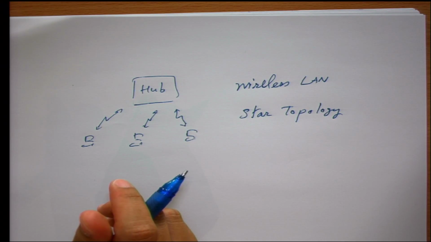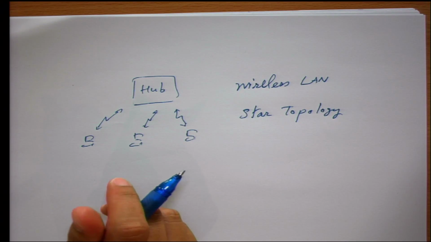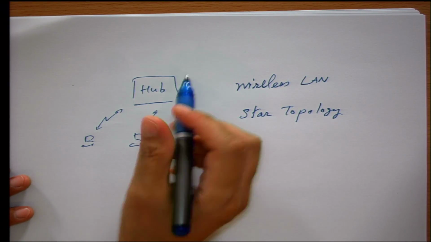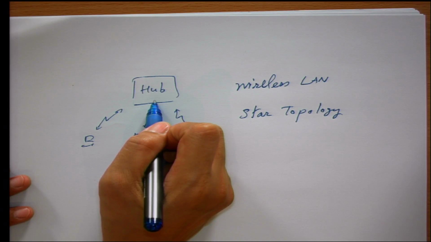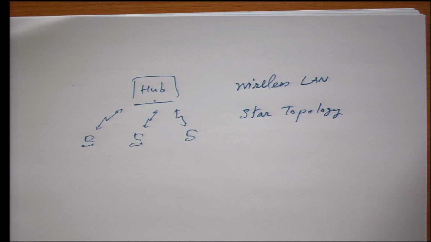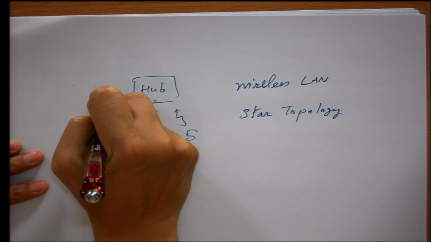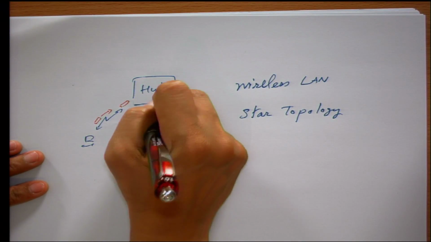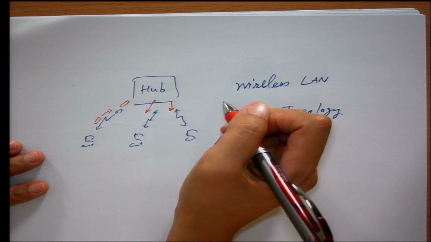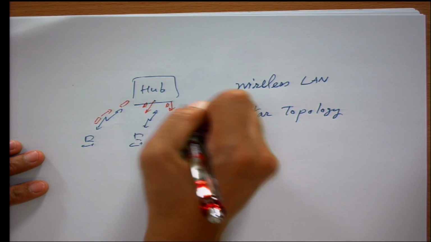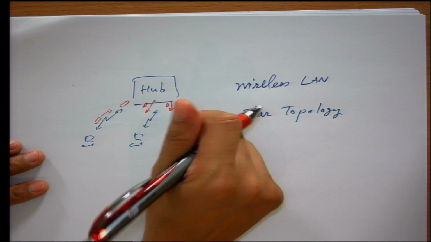Now there are two approaches for the operation of the central hub, or the central node. We can do broadcasting. If we do broadcasting, when a station sends a transmission to the central hub, suppose this one sends a signal to the hub, the hub will broadcast to everyone, to all stations. So the hub will broadcast. This is broadcasting.